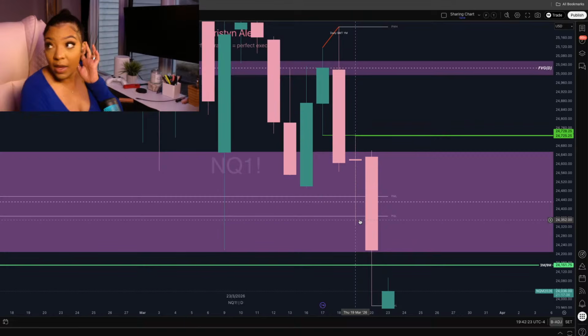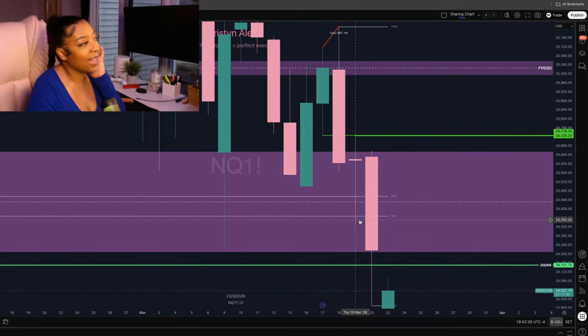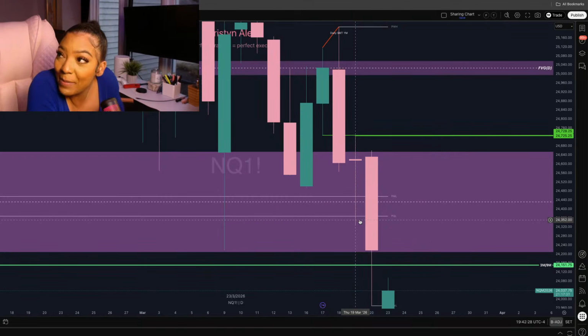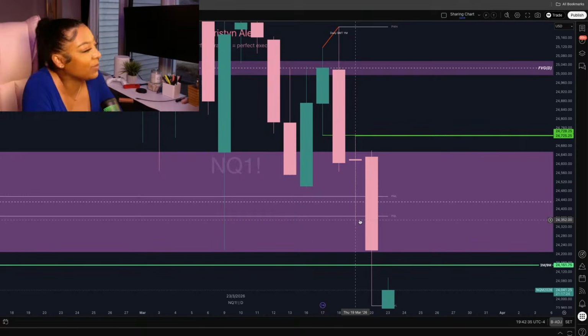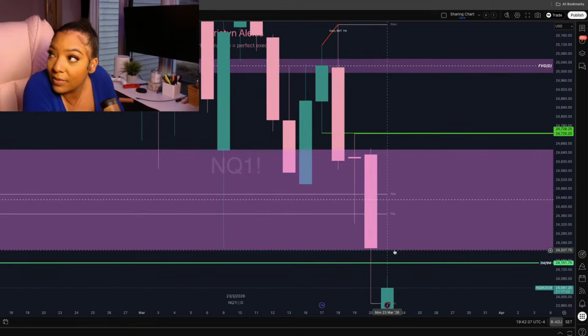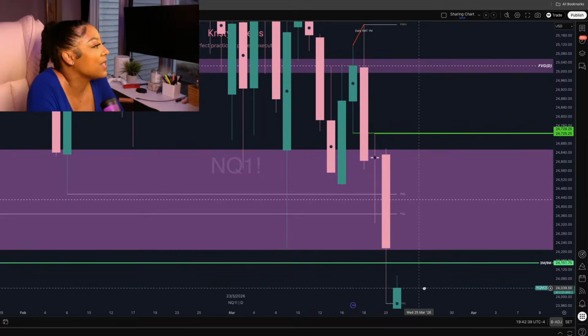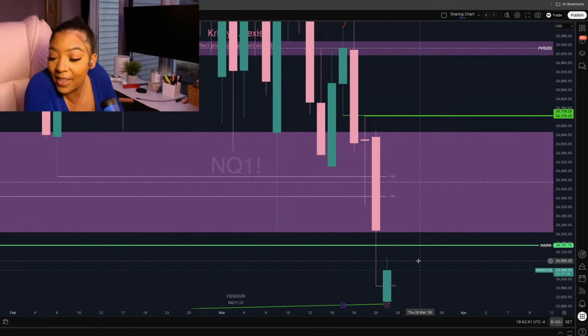You see that gap down? Honestly, anytime price gaps down, a lot of times that's bullish, because they want to go back up and then they'll get over and use it as support. But then when they come back down, we'll see. I do suspect, we'll talk about it.